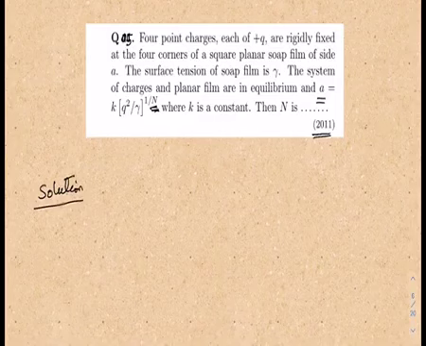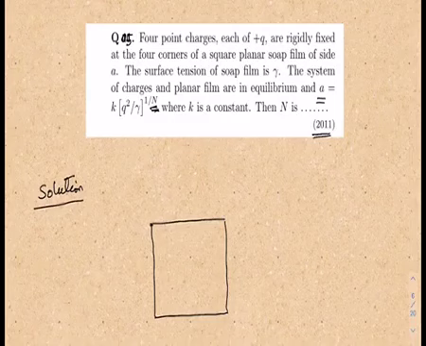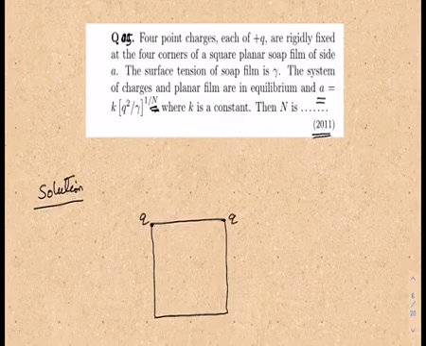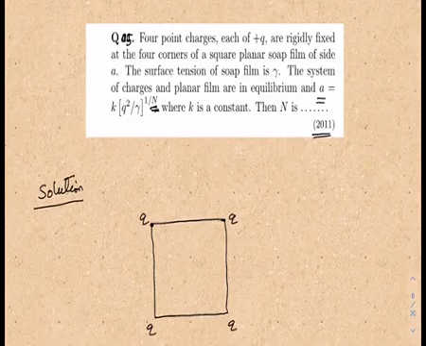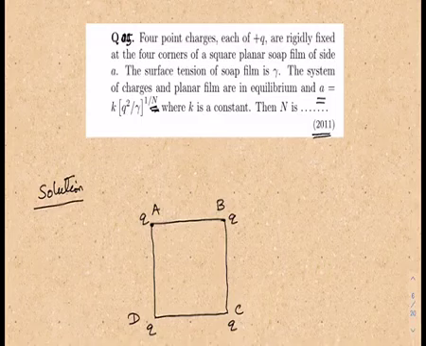So you are given a rigid square, and the 4 charges are point charges, all of them with equal charge q put there. Let me name the corner points as A, B, C, D. Alright, so how to do this problem?